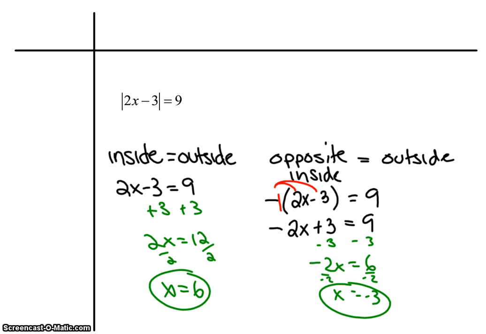And we should always check. So 2 times 6 is 12, minus 3 is 9, absolute value is 9. 2 times negative 3 is negative 6, minus 3 is negative 9, absolute value positive 9. So they do work.